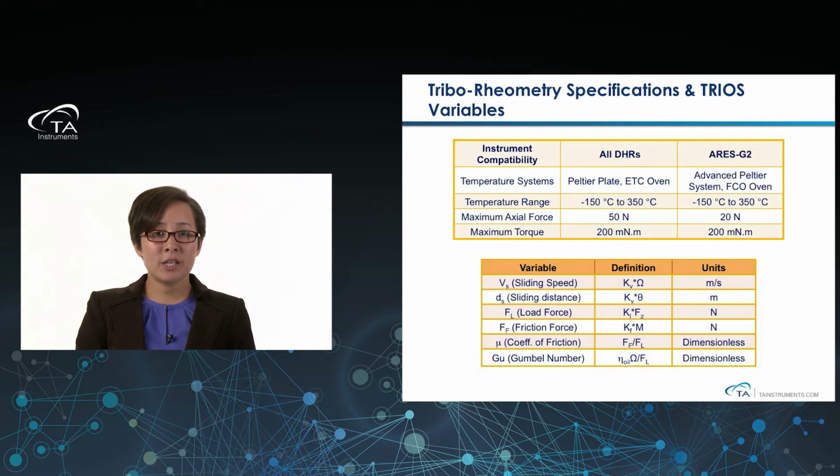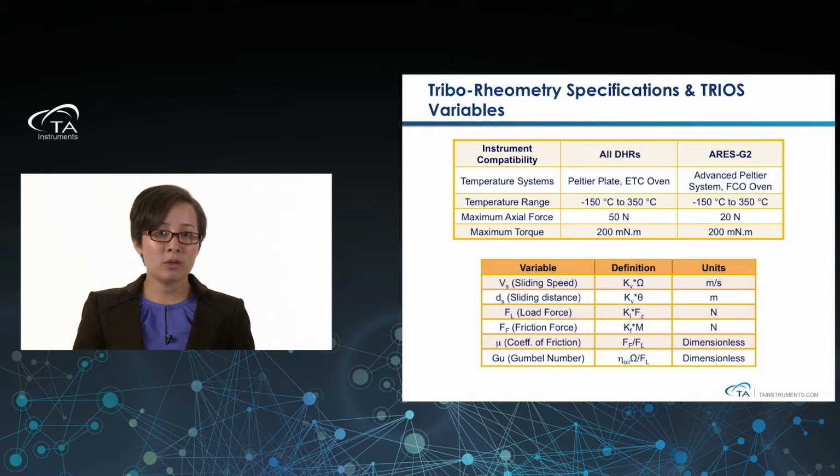Now, all of this accessory is compatible with all of our DHR rheometers and our Aries G2 rheometers. We can have temperature systems and temperature control with either the Peltier plate or advanced Peltier system, and the ETC oven or the FCO oven. The temperature ranges can go from -150 all the way up to 350, so if you're doing studies such as mouthfeel or body temperature, we have control up to that temperature, or if we're doing studies at elevated temperatures, we have the ability to do that as well. The maximum axial forces, as you can see, will vary based on the instrument, but the maximum torque that you can apply is still 200 millinewton meters.